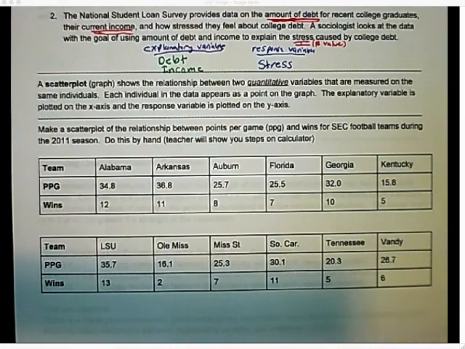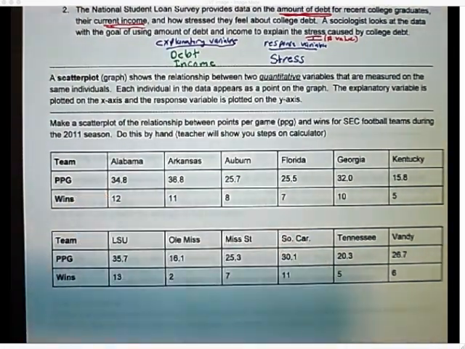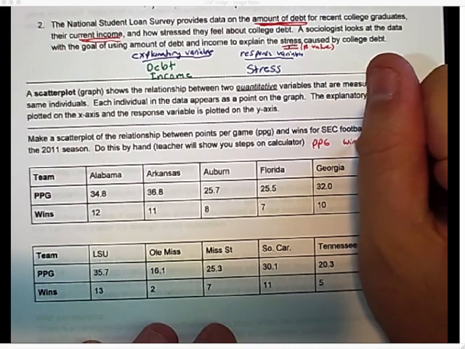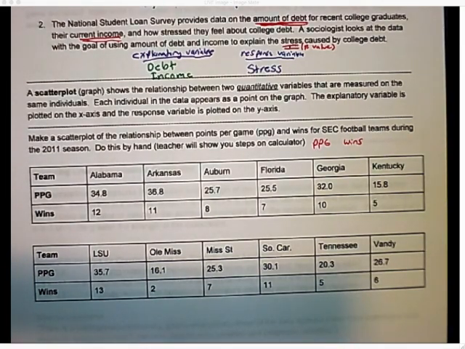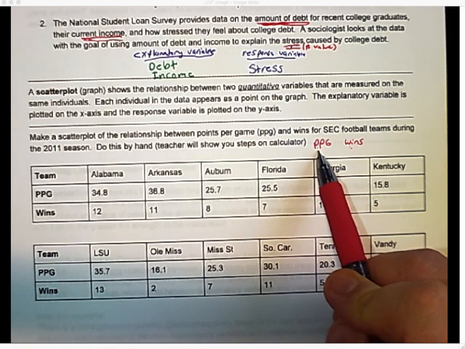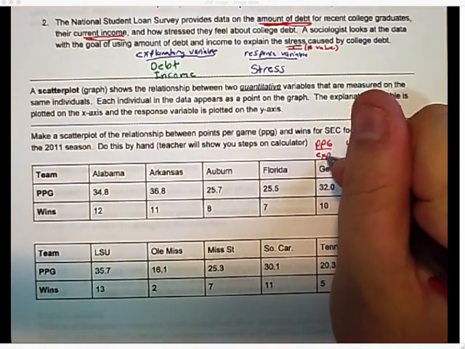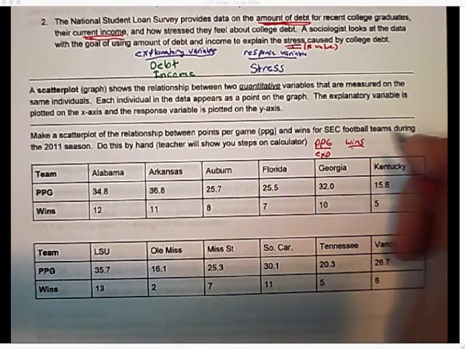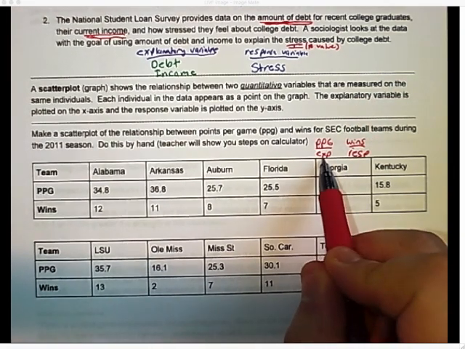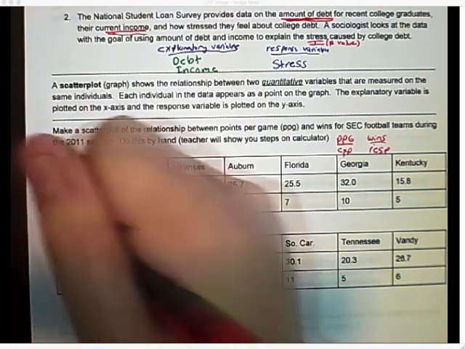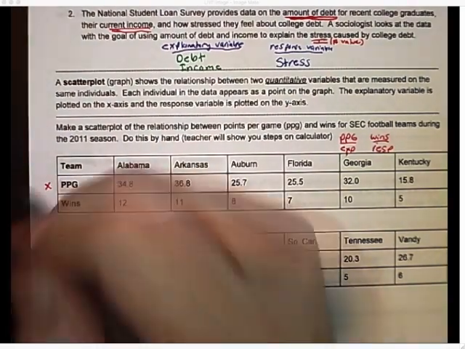So let's first decide which of these are the two variables. They're both quantitative. Let's decide which one is the explanatory and which one is the response. We have points per game and wins. Which one do you think explains the other? Do you think points per game explains the number of wins, or do you think the number of wins explains how many points they score? To me, I think the points per game explains how many wins. The more points a team averages, the more wins they're going to have because they're more likely to win. So I think that the points per game is the explanatory variable, and the number of wins is the response variable. So when I plot this, I need to plot the points per game on the x-axis, and the number of wins on the y-axis.